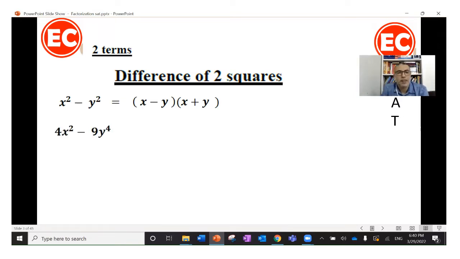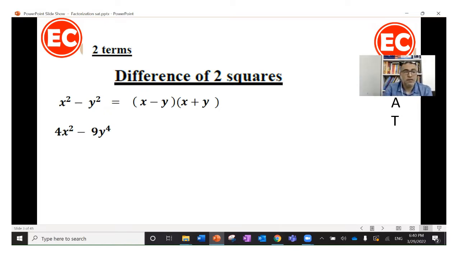Another example. How many terms here? 2 terms. Is there any highest common factor? No. Why? Because 4 and 9, both of them are not divisible by a common factor. X power 2 and y power 4, there is no common factor. So I make sure first that there is no common factor. Then I go and do the factorization.